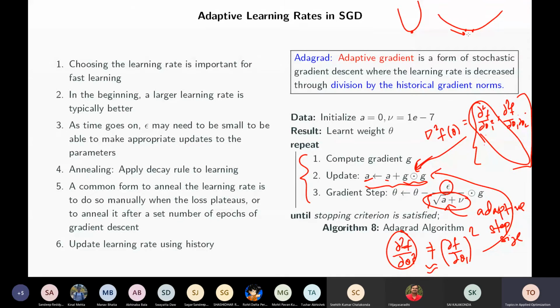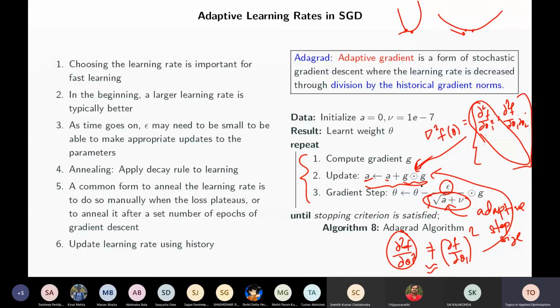So what this intuitively suggests is that if my curvature is a lot more and I am somewhere here, then it seems like my second derivative is going to be very high. If that is the case, then my step size should be small. So I'm dividing by that quantity here.